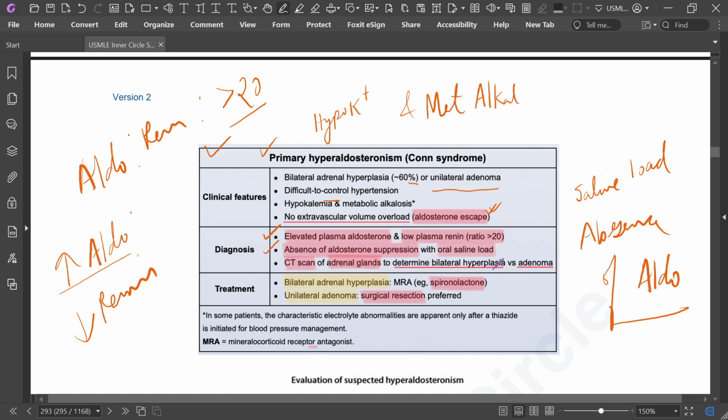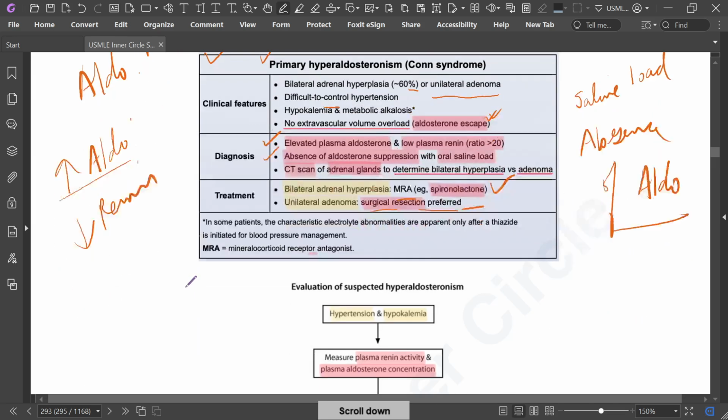CT scan of the adrenal gland to determine bilateral adrenal hyperplasia versus adenoma. Treatment for bilateral adrenal hyperplasia is MRA, mineralocorticoid receptor antagonist, spironolactone. For unilateral adenoma, surgical resection is preferred. In some patients, the characteristic electrolyte abnormalities are apparent only after a thiazide diuretic is initiated for blood pressure management.